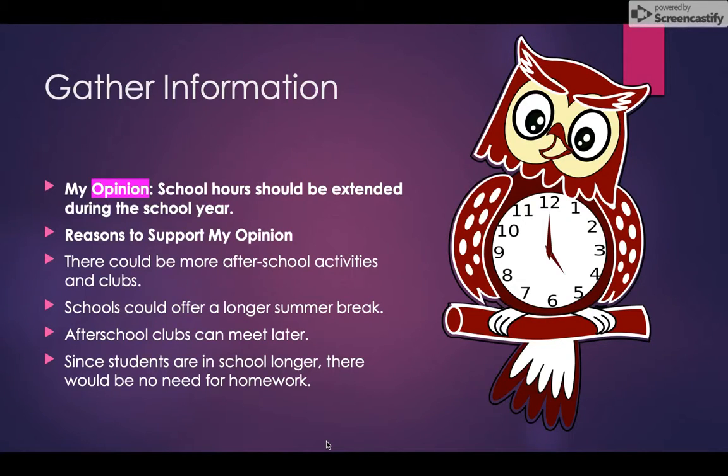So let's look at an example. School hours should be extended during the school year. Let's look at the reasons that support that opinion. There could be more after-school activities and clubs. Schools could offer a longer summer break. After-school clubs can meet later. And since students are going to be in school longer, there would be no need for homework. As you can see, this person provided his opinion, but he was able to back it up with reasons that support his opinion. This is a great example.